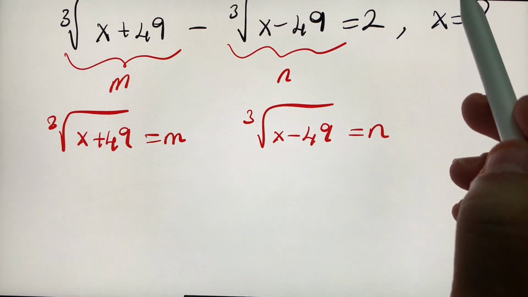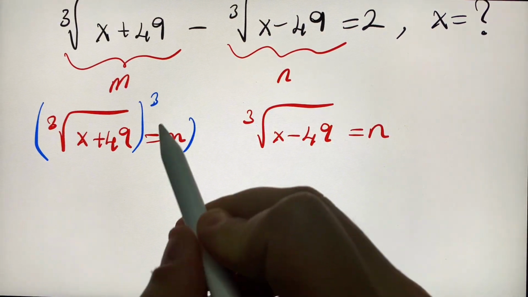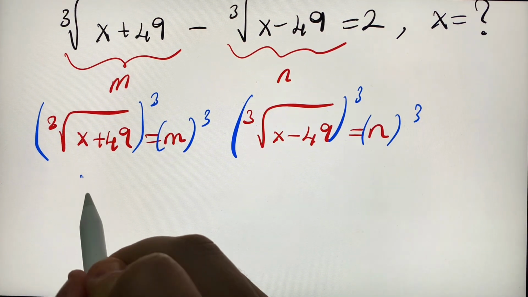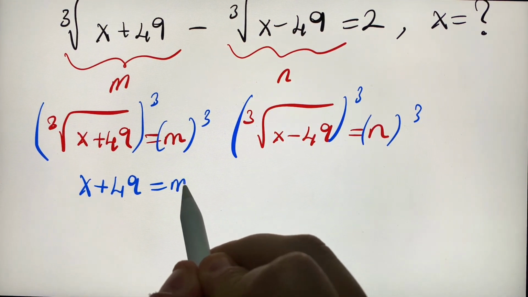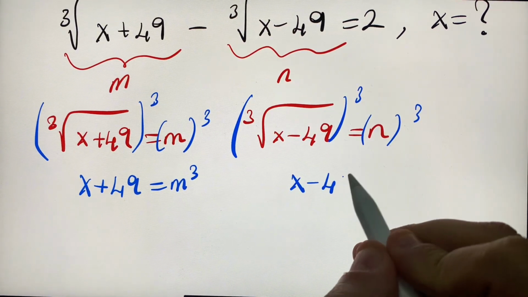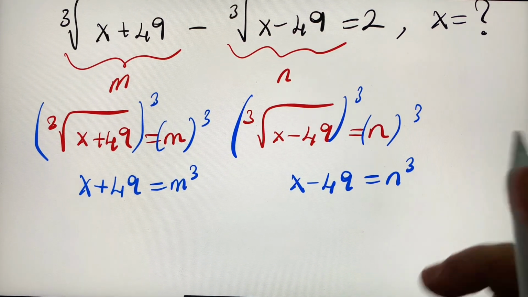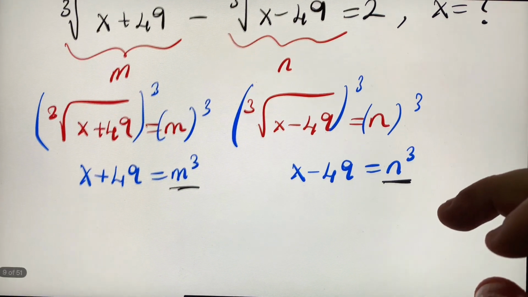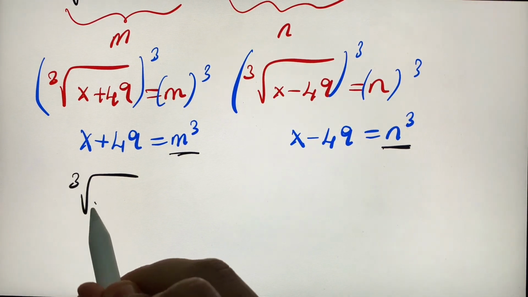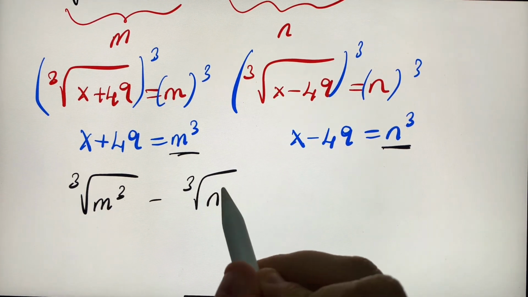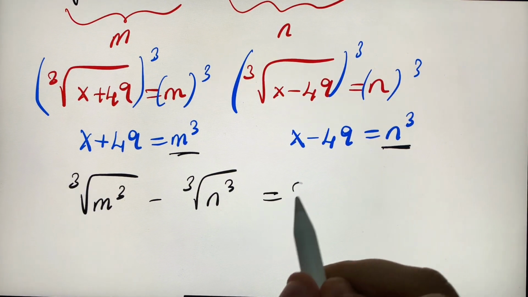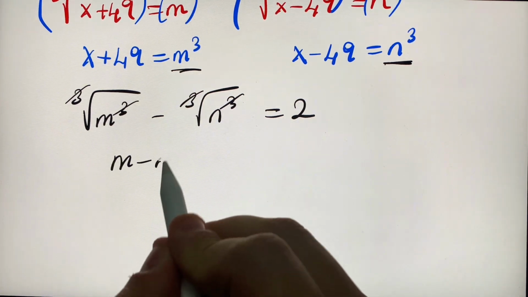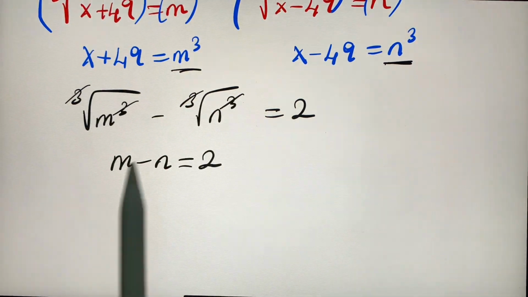Of course, to get rid of the cube roots, I take the cube of both sides. What happened? Our expression x plus 49 is equal to m cubed. The other, x minus 49, equals n cubed. I write these expressions instead of the ones given at the beginning. What will happen? The cube root of m cubed minus the cube root of n cubed equals 2. These will simplify each other, and these will simplify each other. The expression we call m minus n came to 2 immediately.